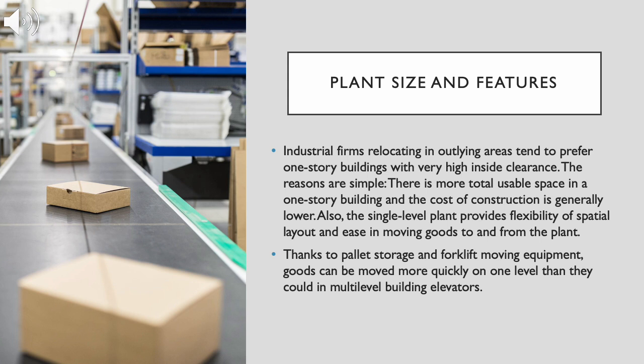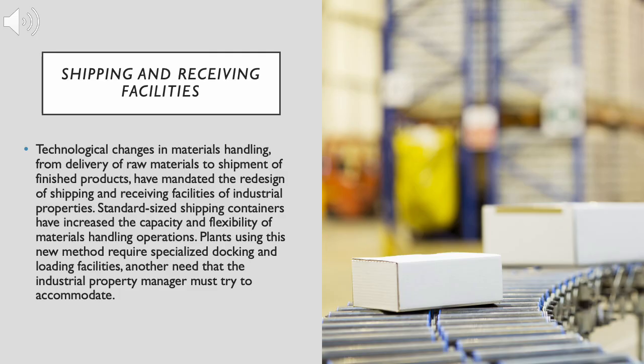Plant size and features. Industrial firms relocating in outlying areas tend to prefer one-story buildings with very high inside clearance. The reasons are simple: there is more total usable space in a one-story building, and the cost of construction is generally lower. Also, the single-level plant provides flexibility of spatial layout and ease in moving goods to and from the plant. Thanks to pallet storage and forklift moving equipment, goods can be moved more quickly on one level than they could in multi-level building elevators.